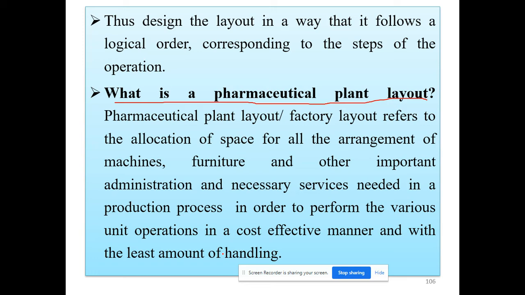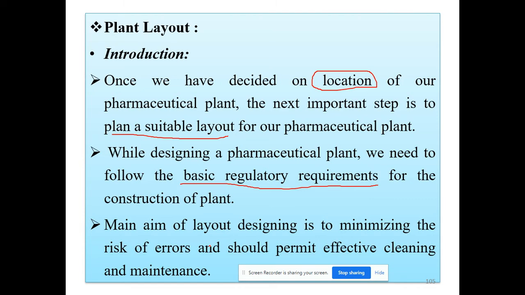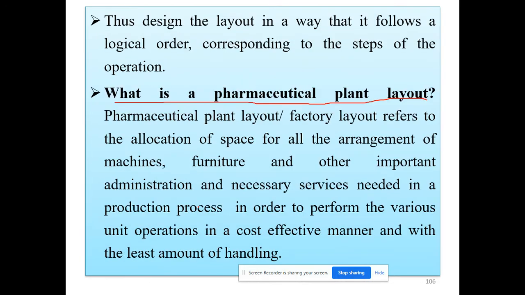लक्षात येत आहे तुमच्या? फार्मास्युटिकल प्लांट लेआउटचा अर्थ काय होतोय की फार्मास्युटिकल प्लांट लेआउट मध्ये आपण काय असाइन करतोय? We are assigning the space. आपण जागा अलोकेट करून देतोय. जागा कशासाठी अलोकेट करून देतोय? We are allocating the space for the machines, for the equipments, for the furniture, and for the different kinds of unit operations and administrative operations, so that we should be able to manufacture a high quality pharmaceutical product in a cost effective manner and with a minimum amount of handling. Understand, student? So this is about the plant layout, that is the introduction of plant layout. Okay, next.